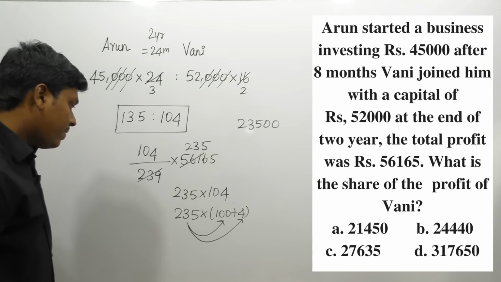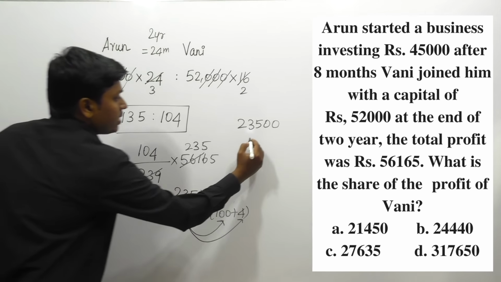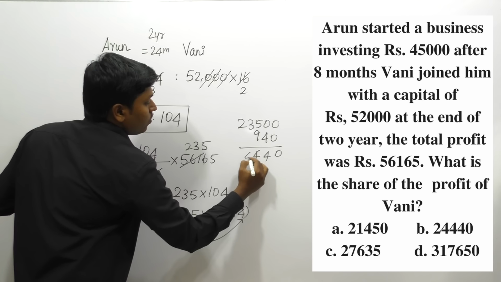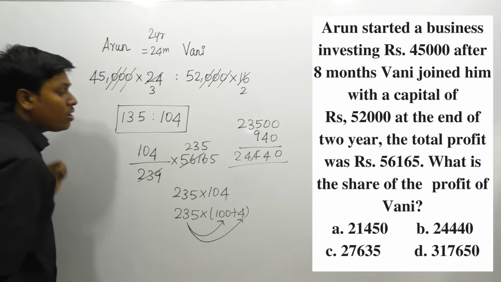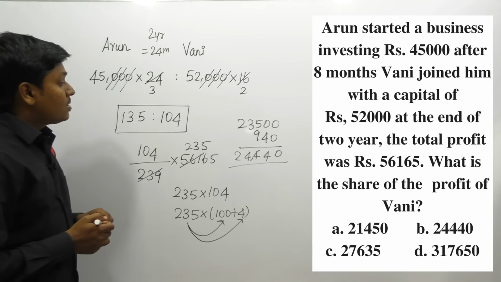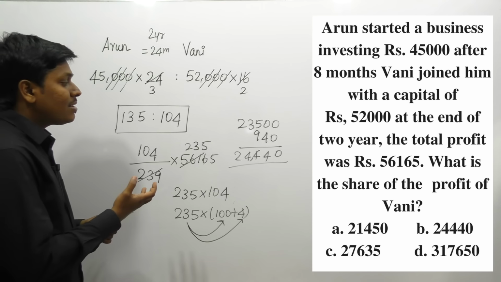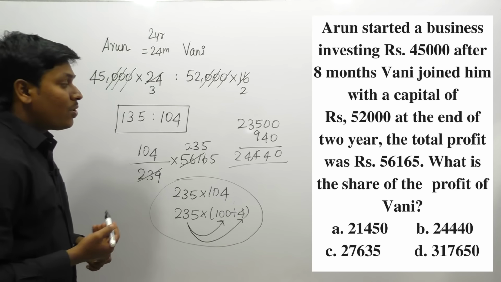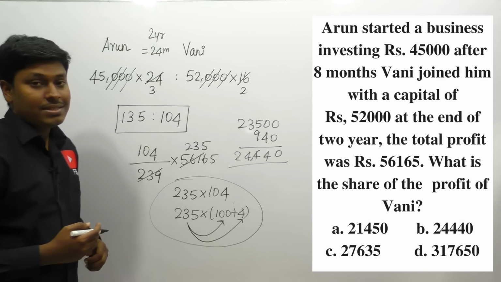So 235 into 4 will be 940, right? So this can be written as 940. Adding these, friends, finally we got 24,440 as the share for the person Vani, right? So, interesting question. The only thing is that you should know this multiplication, so that you can calculate all the multiplications and also find the answer faster.